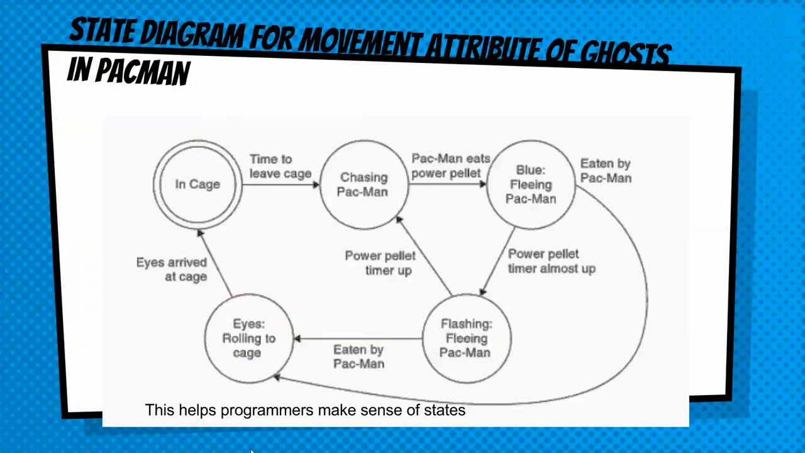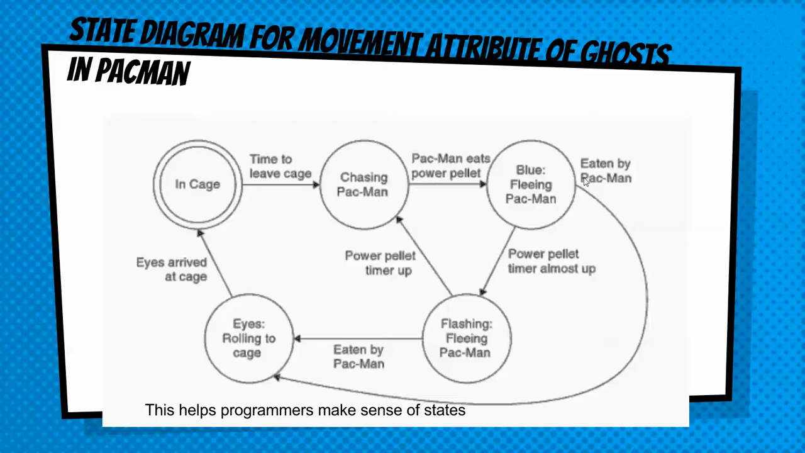This is something that programmers will sometimes do. They'll make a chart like this that helps them make sense of all the states. So we're doing it again for Pac-Man. The eyes arrived at the cage, so now he's in the cage. The next thing that's going to happen is it's time to leave the cage, and then his state is going to be chasing Pac-Man. While that happens, if Pac-Man eats a power pellet, now he turns blue and he's fleeing Pac-Man. So these are each states.